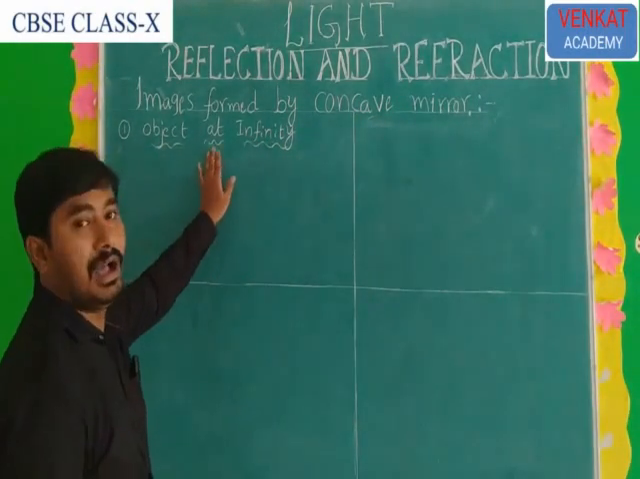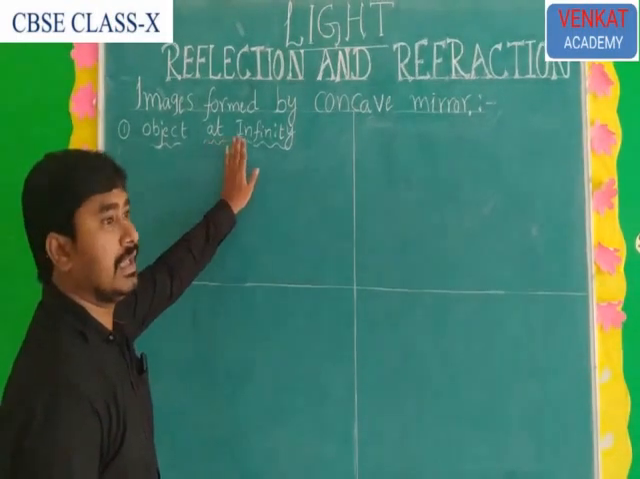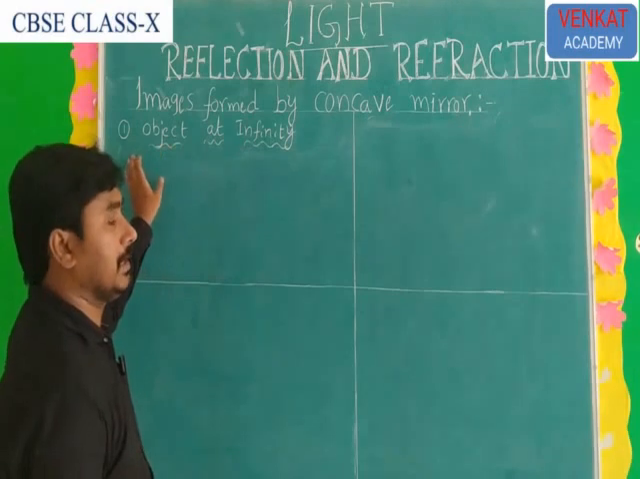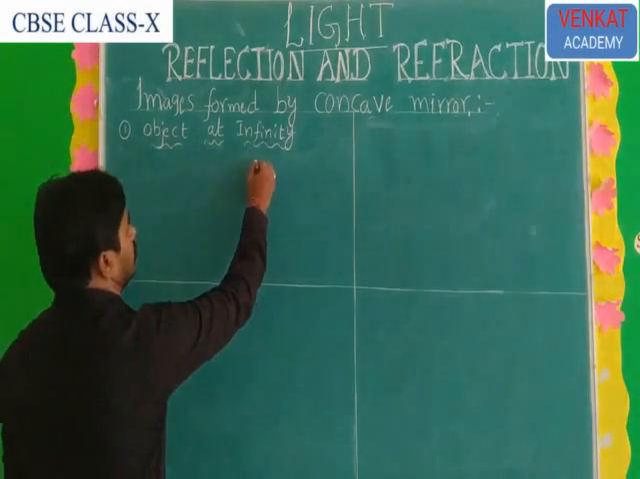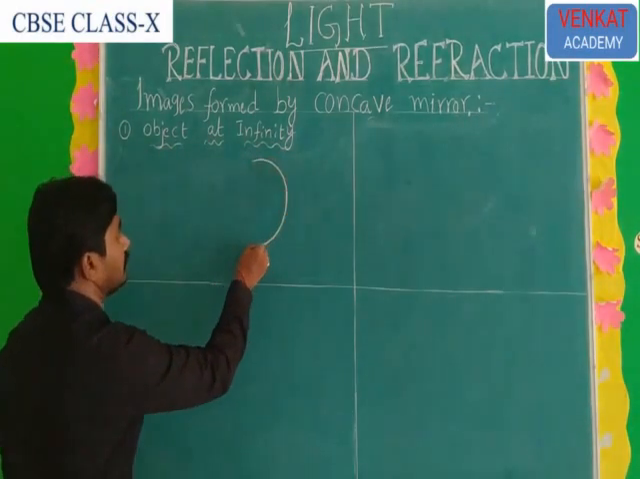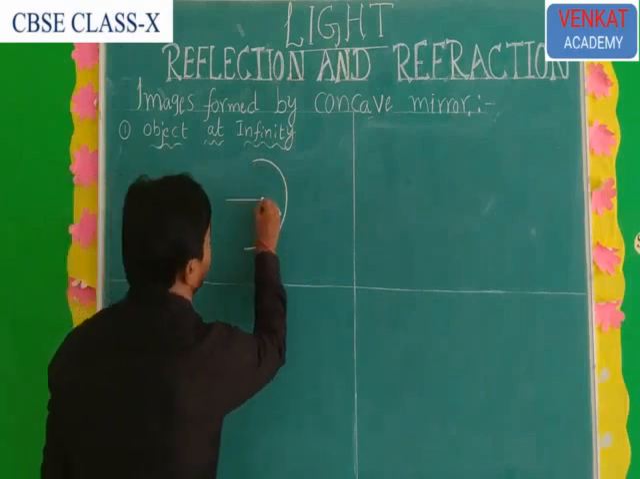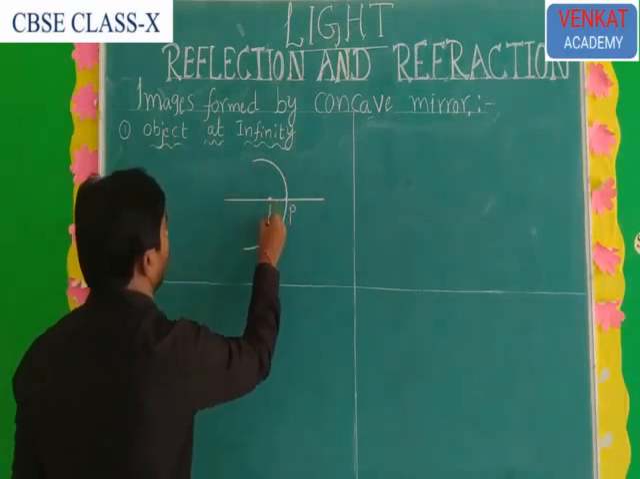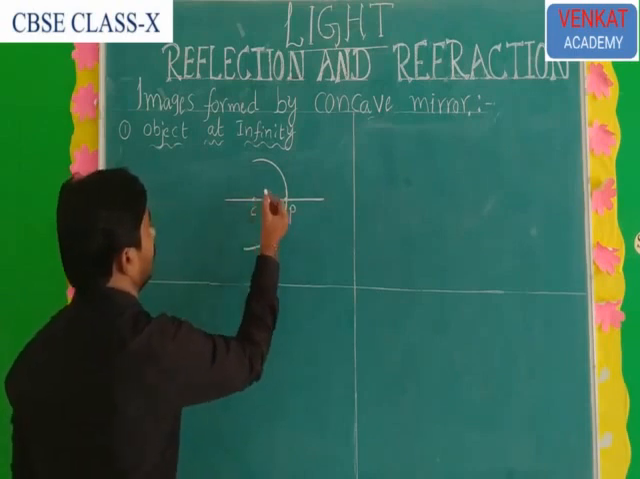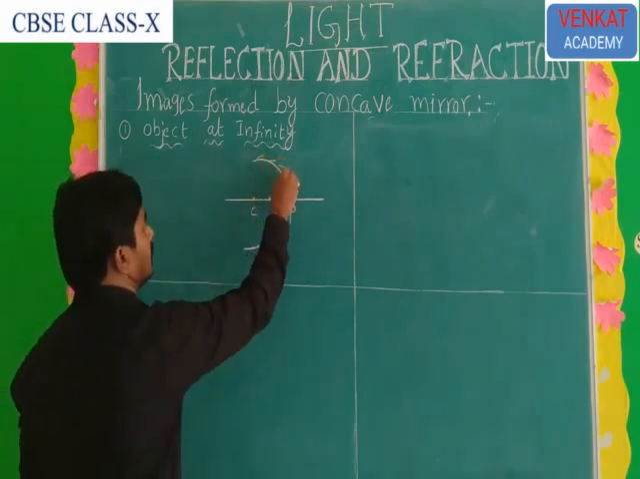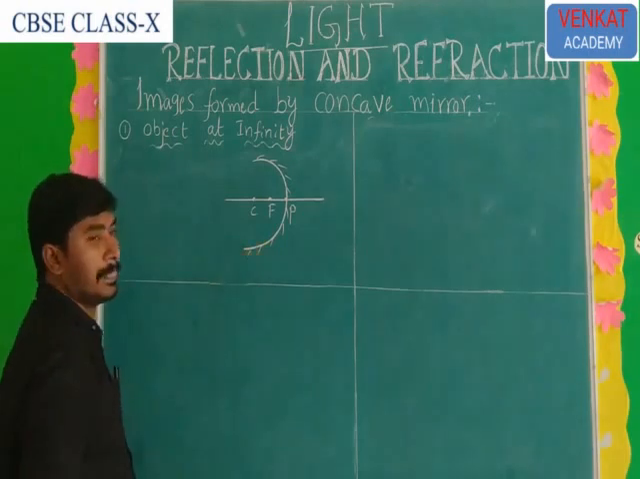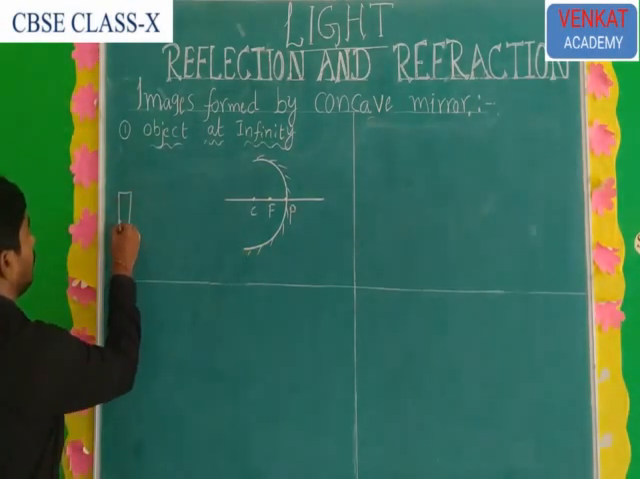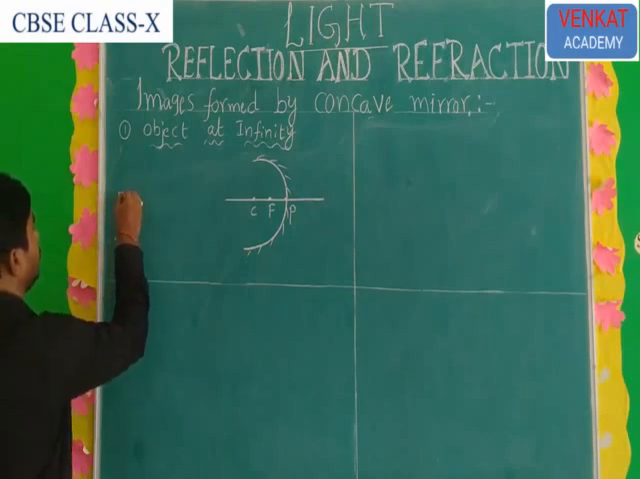First condition, object at infinity. Here infinity means the candle, the object, is at a very long distance from the mirror. First you should take one concave mirror. So this is a concave mirror. Principal axis, pole, focus, center of curvature. This is the silver coating. The candle is at a very long distance from the mirror, that is nothing but infinity.